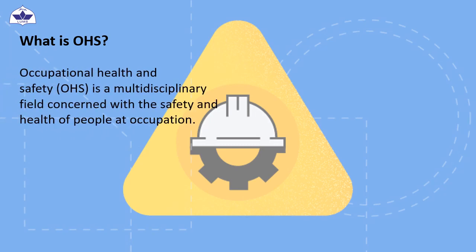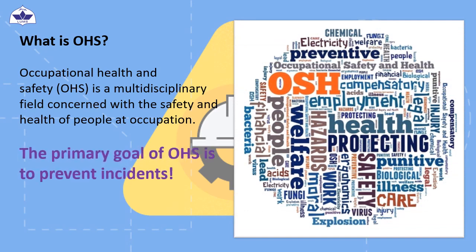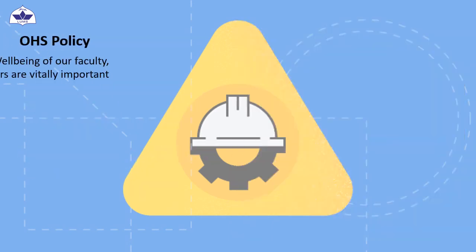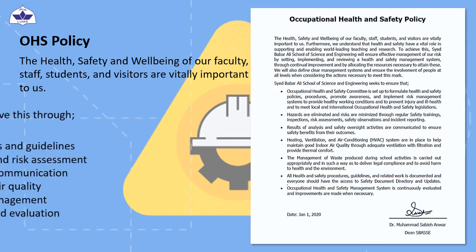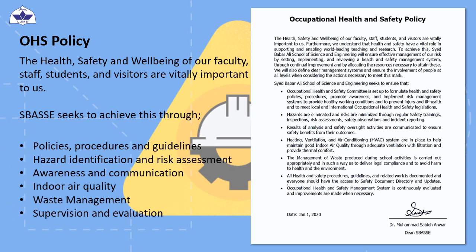What is OHS? OHS is Occupational Health and Safety, a multidisciplinary field concerned with the safety and health of people at occupation, and the primary goal of OHS is to prevent incidents. The school has an OHS policy that shows the direction, vision, and the commitment of management towards the safety of faculty, staff, students, and visitors. And this policy is signed by the dean of the school.